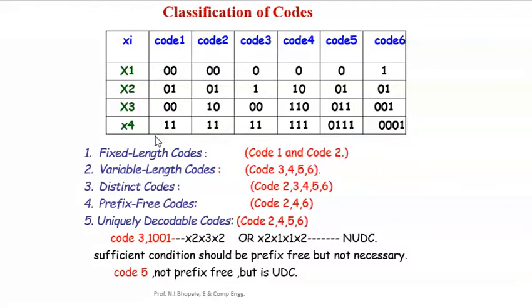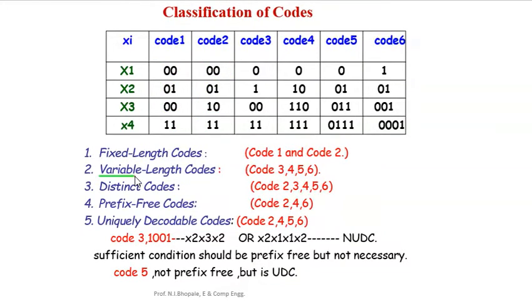When we want to analyze a fixed length code, as the name indicates, fixed length means the number of bits for each code word, for each message, will be the same. So see the number of bits for x1, it is the same as the number of bits for x1 in code 2. Everywhere you will observe that the number of bits is 2 for code 1 as well as for code 2. That's why the fixed length codes are code 1 and code 2.